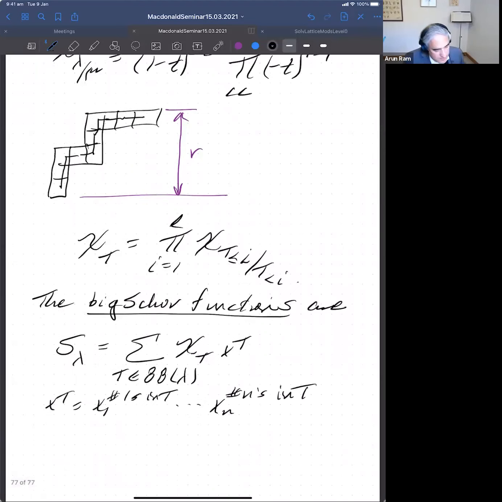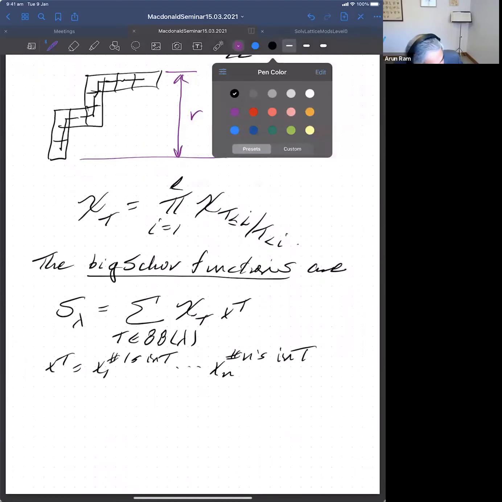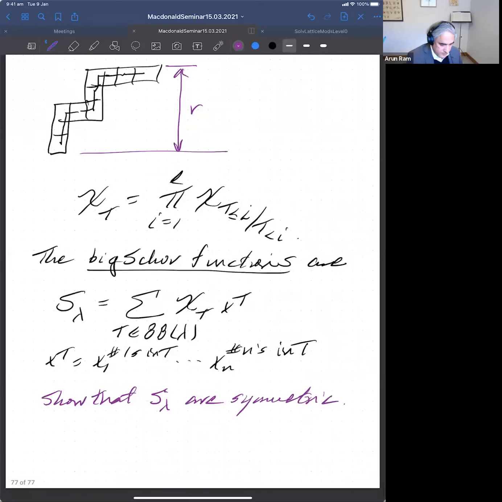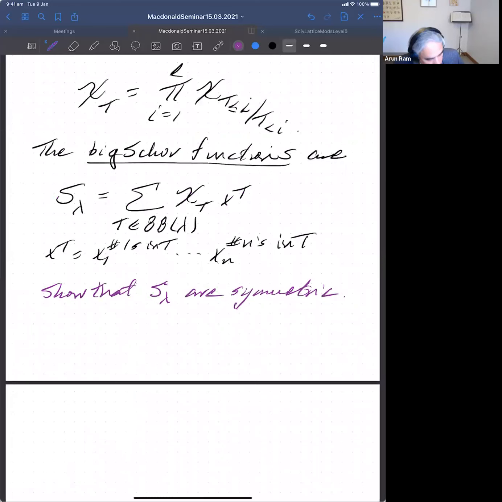And as before, with this definition, you have a problem, and that is you have to show that these S lambda are symmetric with this combinatorial definition. There are of course other definitions. You can look in Macdonald's book, from which it's more obvious that it's a symmetric function. But if you look at the other definitions, it's not so obvious that it has this combinatorial expression.